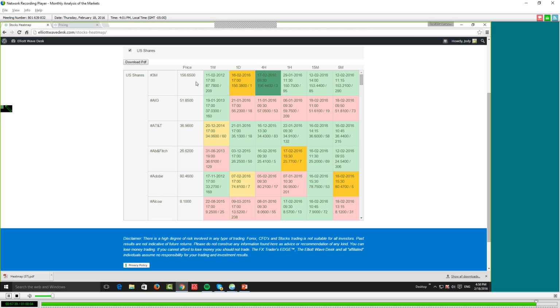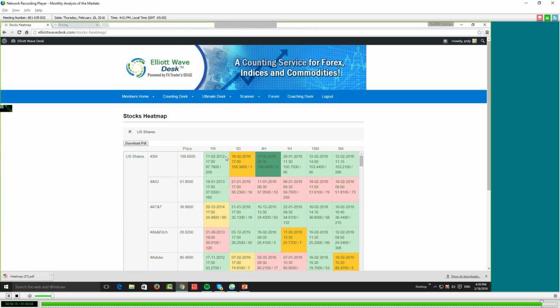And what you see here is the current price. And you see the time and date stamp for when the trend changed. And this is the weekly. So the weekly changed at 87.78 for 3M. The price is now 156.65, and it's been long for 209 weeks. That's how you read the scanner. So that applies to every single time frame from the weekly down to the 5-minute.